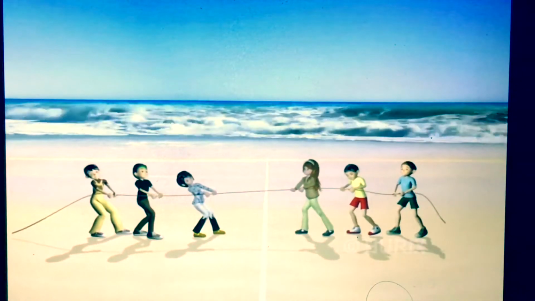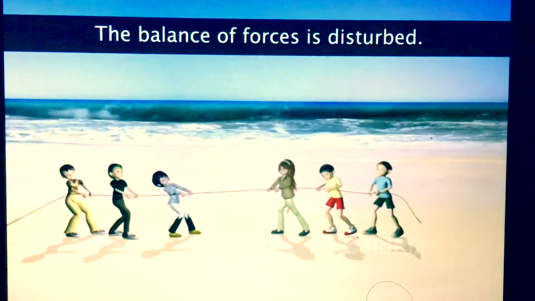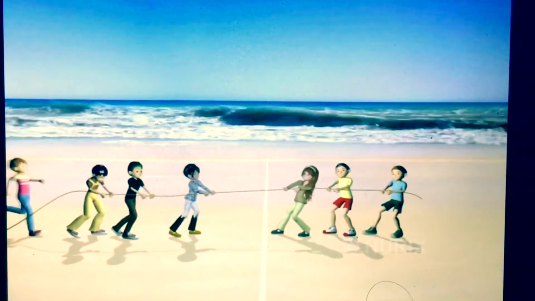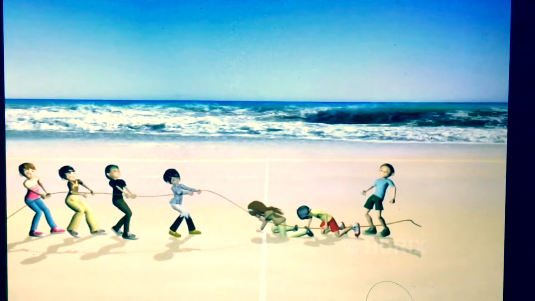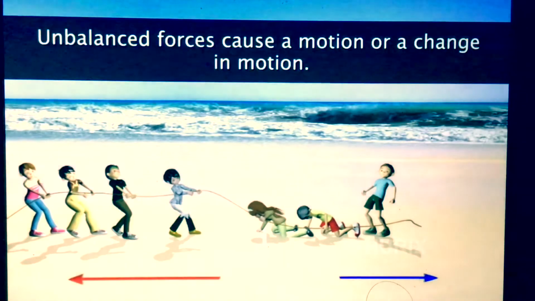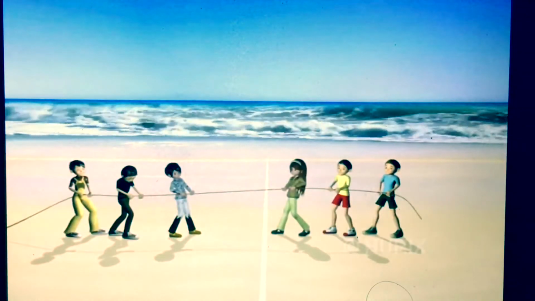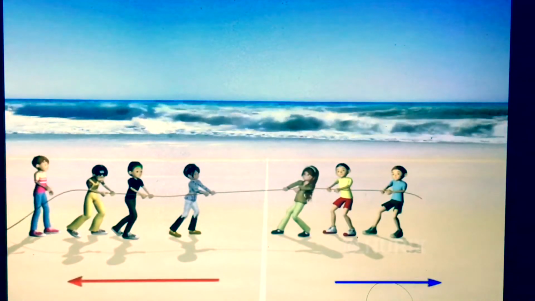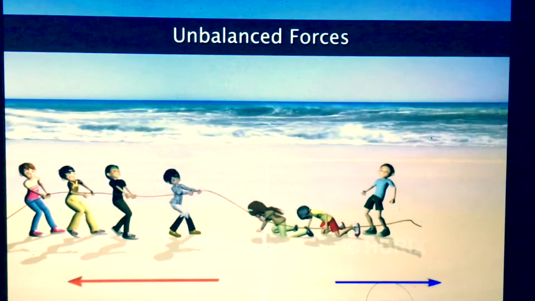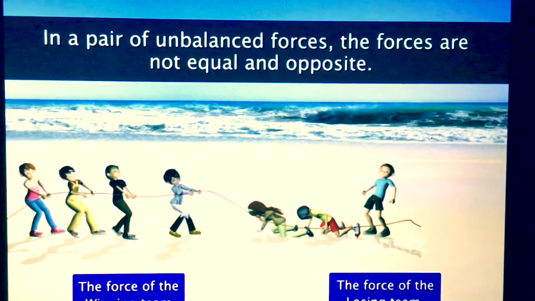So what causes a change in motion? Let's consider the tug-of-war again. When a person was added to a team in the tug-of-war, the balance of forces was disturbed. The rope moved towards the team with more people. Unbalanced forces cause a motion or a change in motion. In other words, if a force results in motion or a change in motion despite an opposing force, you have an unbalanced force. That's because the forces in this pair are not equal and opposite.